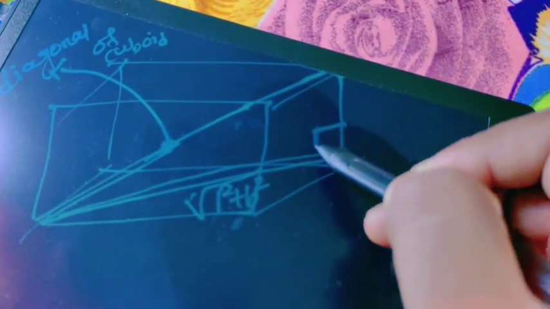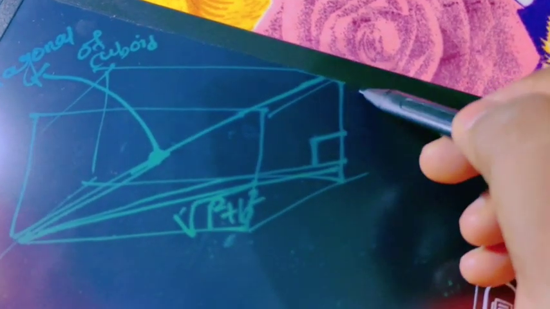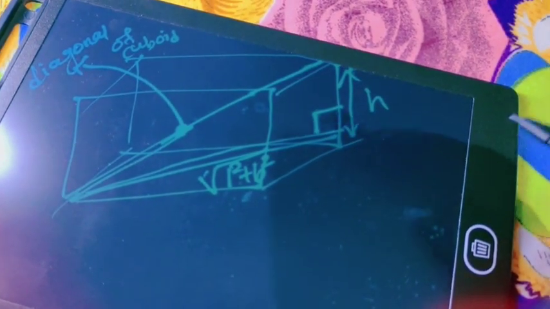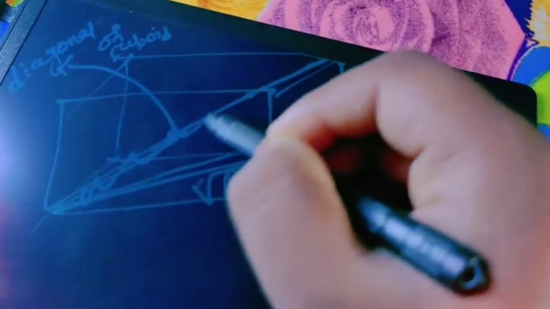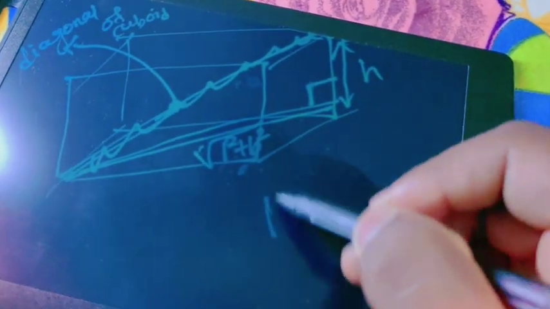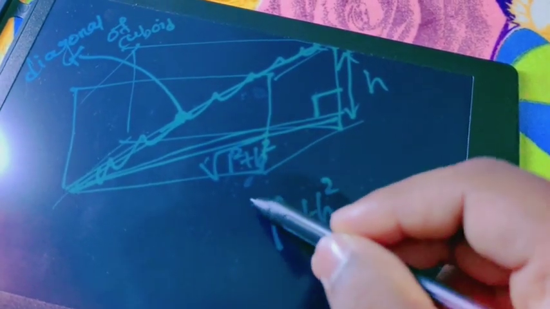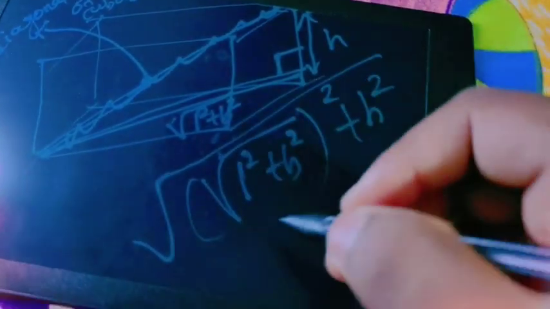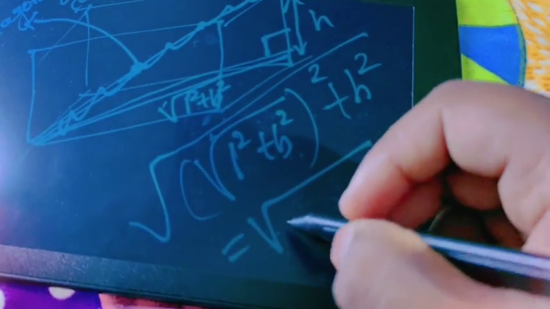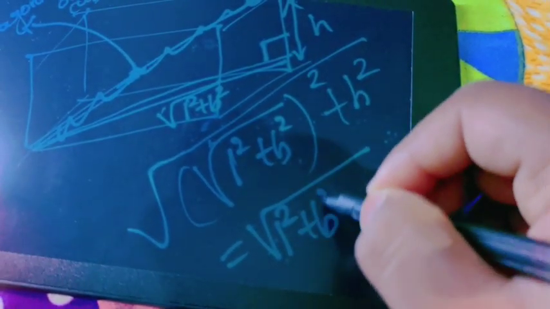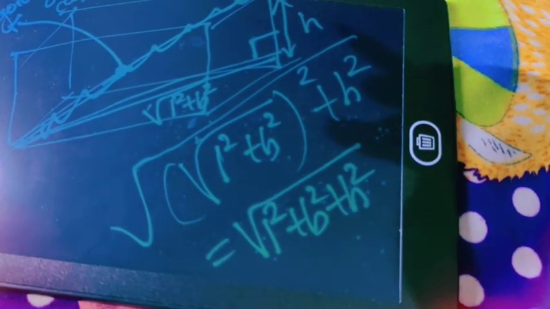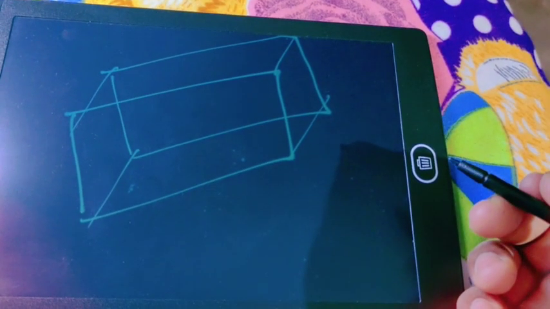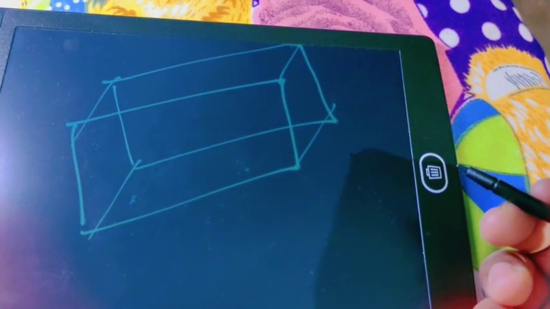Its base is root of L square plus B square. Now it forms a right angle triangle here. Its height is H. Now using Pythagoras theorem, its length will be root of (root of L square plus B square) whole square plus H square, that is root of L square plus B square plus H square. That's it.